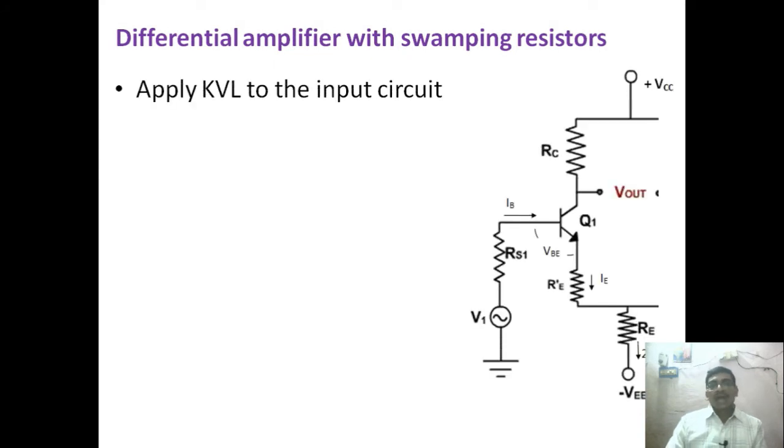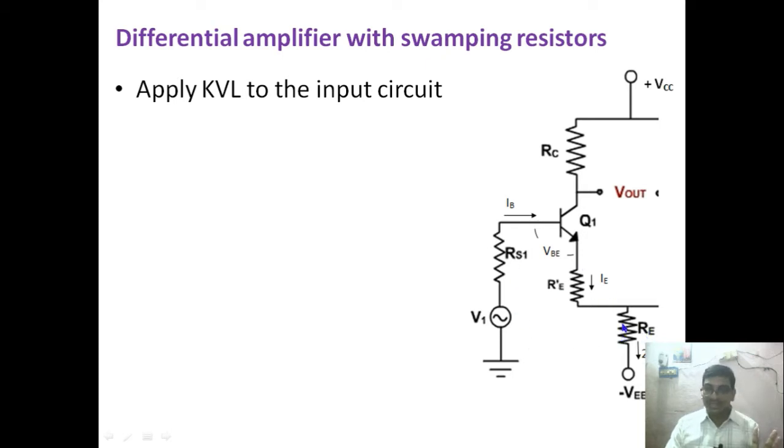Apply KVL to the input side circuit. Here we have the input side circuit. In this circuit, VBE is the base to emitter voltage, IB is the base current flowing in the base of Q1, and IE is the emitter current flowing in the emitter of Q1 transistor. From the right hand side, one more IE current from the Q2 transistor will come, and at this node these two IE currents will be added. After that it becomes 2IE current, which flows in the RE resistance, the emitter resistance. This RE dash is a swamping resistor and this RE is the emitter resistance.